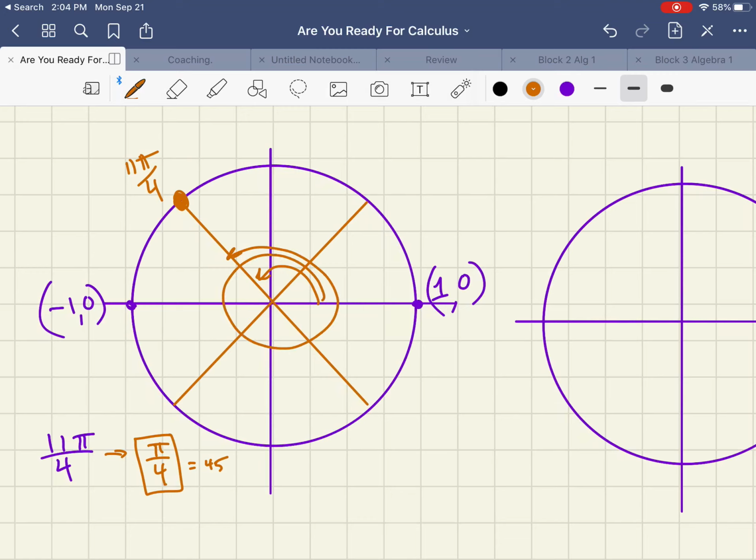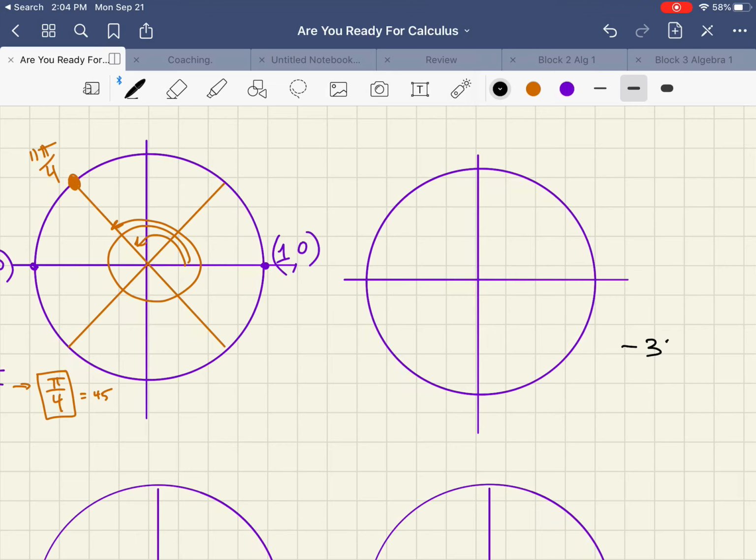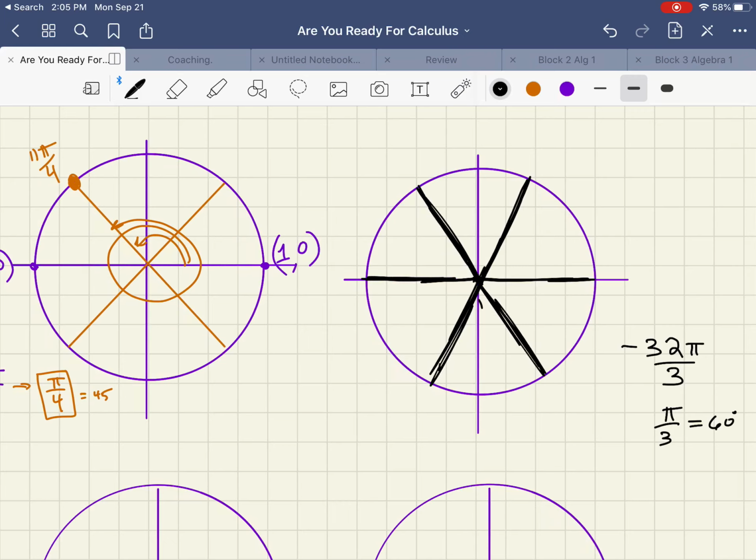Let's do another one. Let's go -32 pi over 3. Now pi over 3 is equal to 60 degrees. So I know that there are 3 sixties in 180 degrees, so half a circle would be 3 sections. So I'm going to do 6 sections for the full circle. So it's going to look like this.